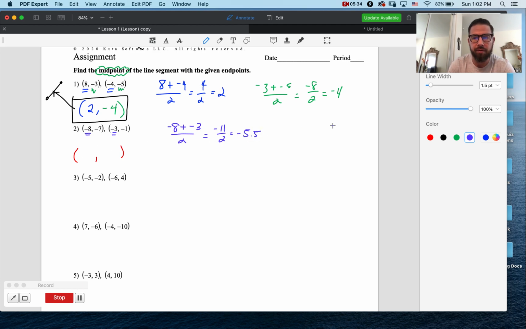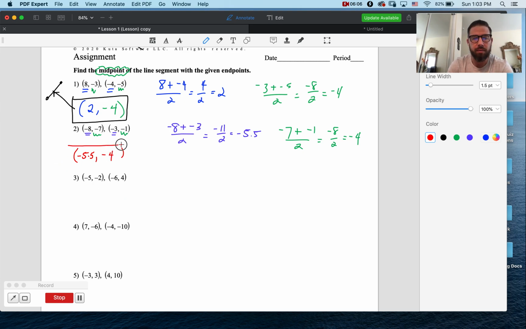Either way is fine. So we have -5.5 is going to be our x, or -11 over 2. I don't know which way the answers look in our homework, but it's going to be multiple choice. Then we have our y's. Our y's are -7 plus -1 over 2. Well, -7 plus -1 is -8 over 2, is -4. So our y value is -4.